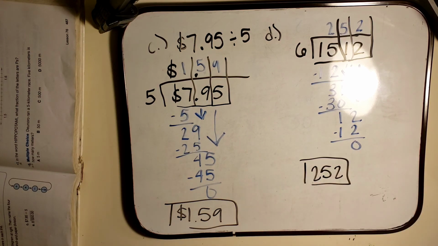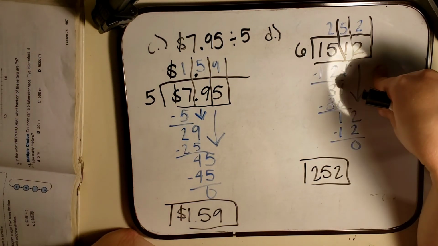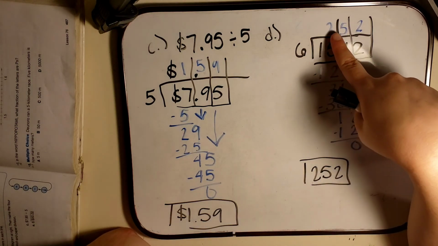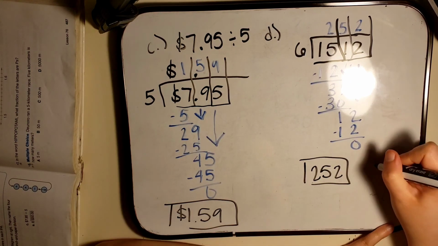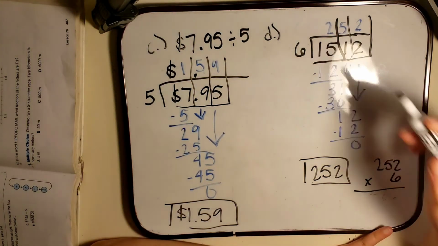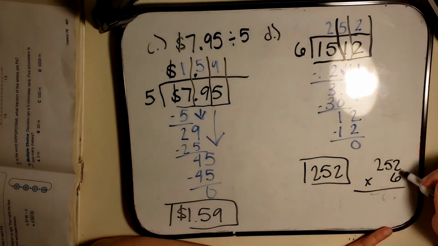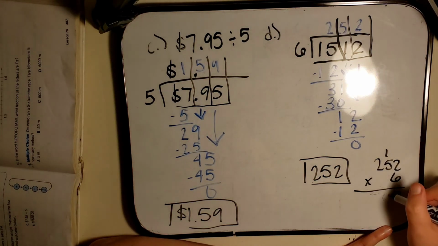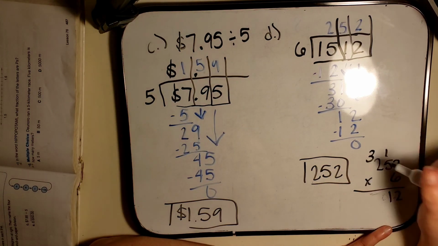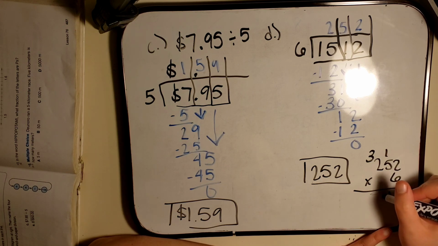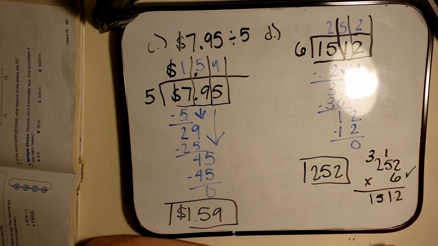And you know, if you're not sure about your answers, you can always do the opposite of division, which is multiply. So if you multiply 252 times 6, you should get 1,512, because 6 times 2 is 12. 6 times 5 is 30, plus 1 is 31. Carry that 3. 6 times 2 again is 12, plus 3 is 15. And we did it right.